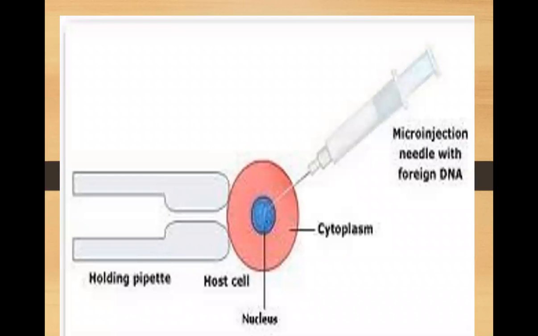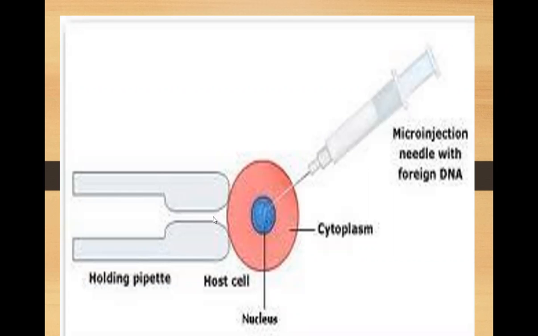So look at the apparatus of this microinjection. This is the microinjection needle which is used for delivering foreign DNA into the target cell. Here the cells which are to be transformed, or to be microinjected, are taken in a container. Usually it could be a petri dish, and we also use a holding pipette. This holding pipette is used for gently holding the target cell that is to be transformed, or to be precise, to be microinjected.